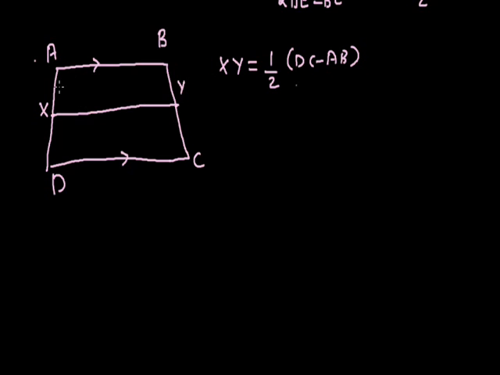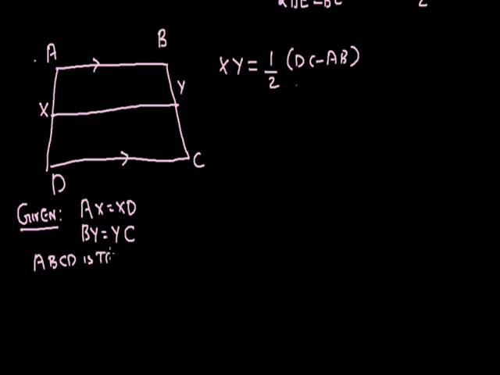Well, any ideas here? First thing I'll do is write what is given, as in any geometrical proposition. I am given that AX is equal to XD. I am given that BY is equal to YC. And of course ABCD is a trapezium, which means AB is parallel to DC. It's a trapezium with the parallel sides being AB and DC.